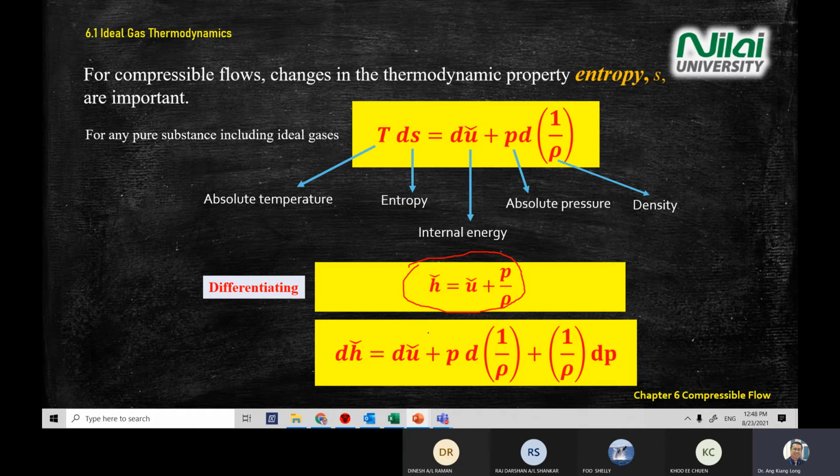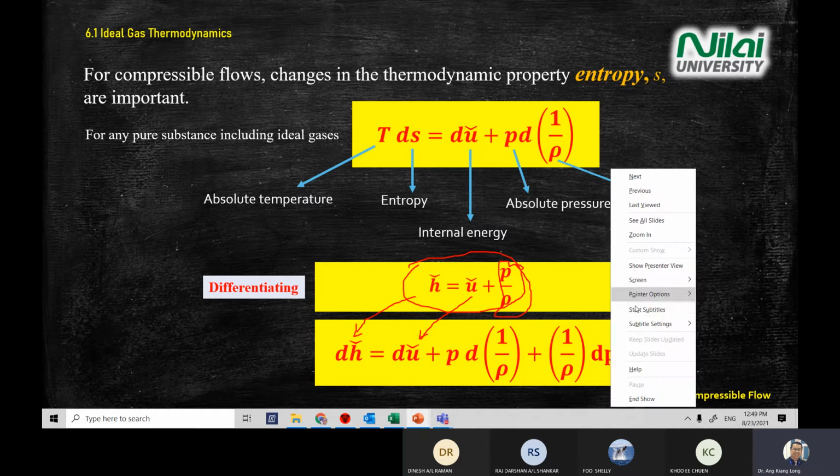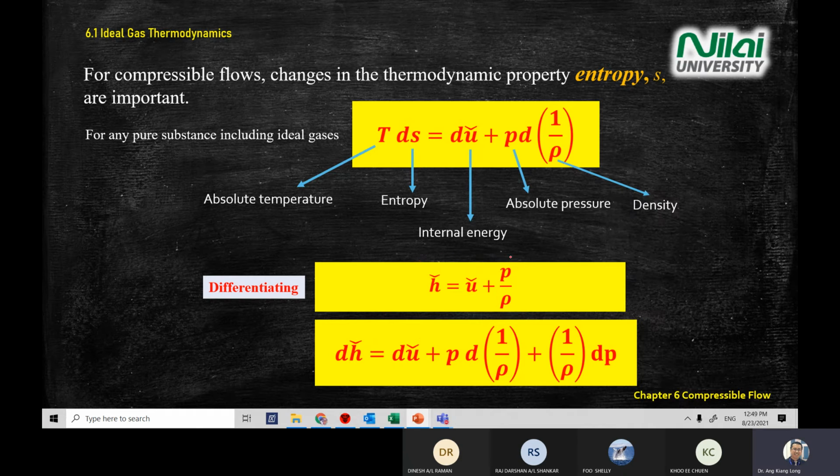You take this one and differentiate the equation. Differentiating H gives dH, and differentiating internal energy gives dU. However, this one is a fraction. When you differentiate a fraction, you get the numerator times d of the denominator plus the denominator times dP. You need to recall your differentiation skills. Here you get two terms because you have a fraction.